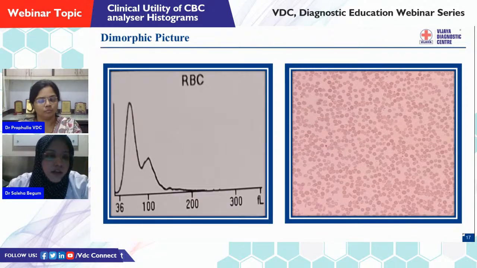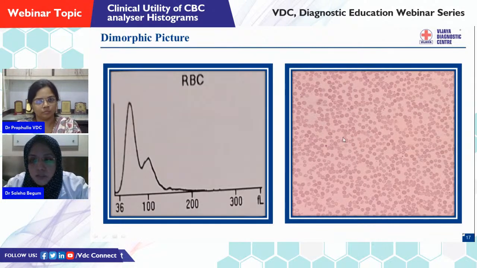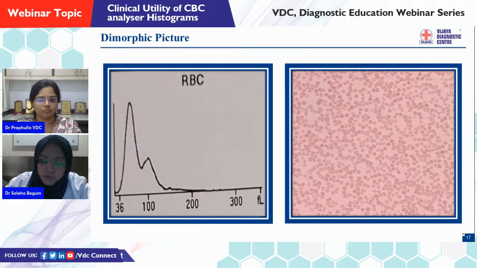So next, this is a dimorphic histogram where you can see two cell populations, and here you can note that the cell population is on the larger side of the curve. So this could be anemia in recovery, where in the peripheral smear you can see two populations: a perfectly normal population and a microcytic hypochromic population. These newly formed normal RBCs are usually larger in size, so they are placed on the right side of the graph. That's how a dimorphic picture looks in an RBC histogram.